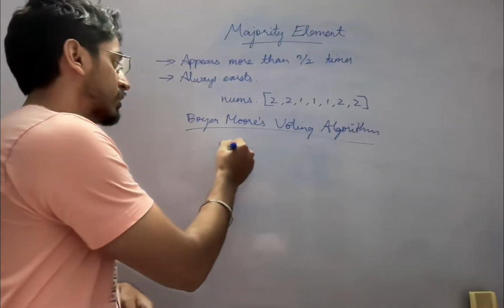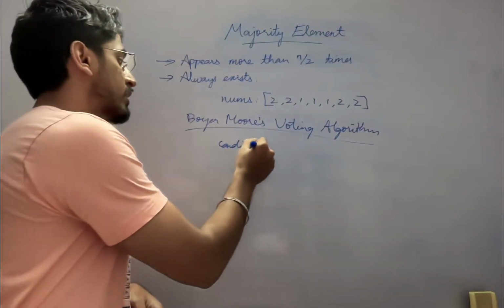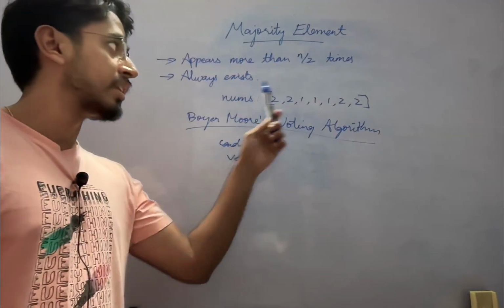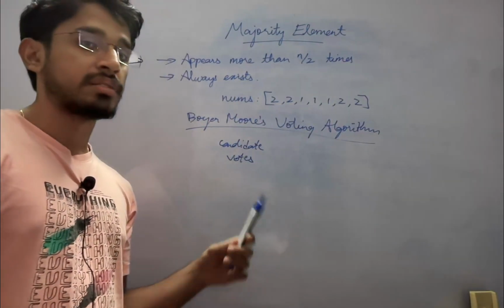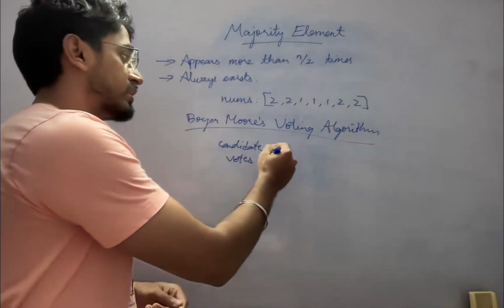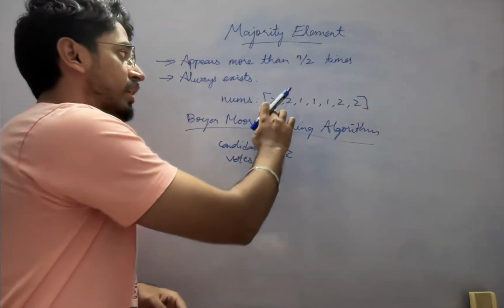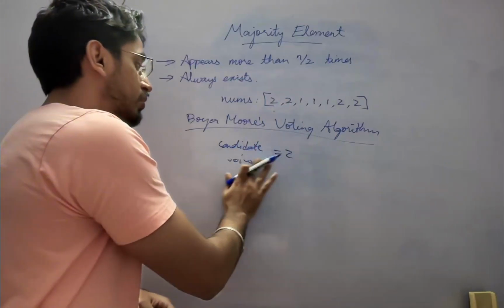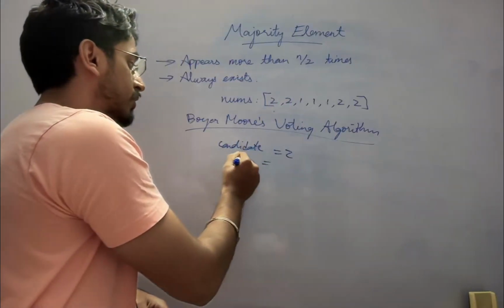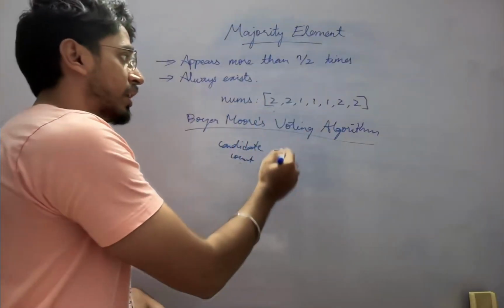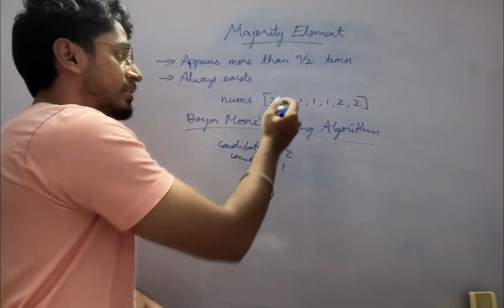So candidate and votes. We loop across every single element within the array. Two is the candidate, so we can assign that to 2 for the first iteration, and then we increment i. We can also just set this to count instead of votes. So the first count is 1 at the first iteration, and then we increment i. So i is at the second level.